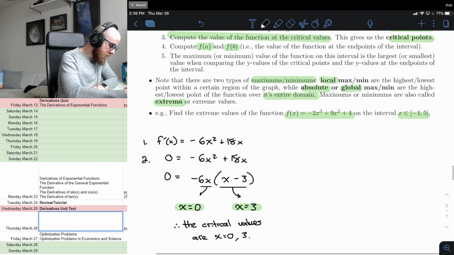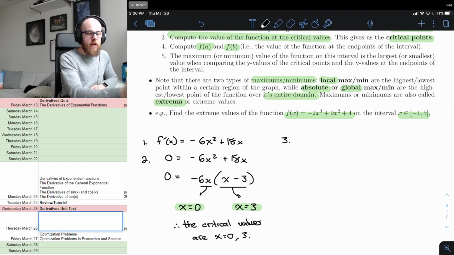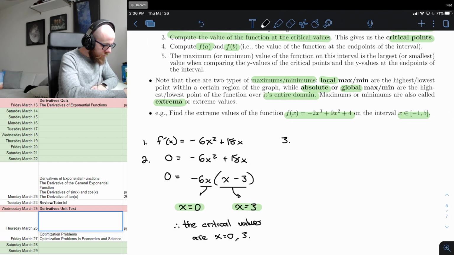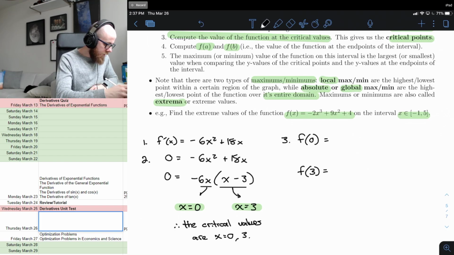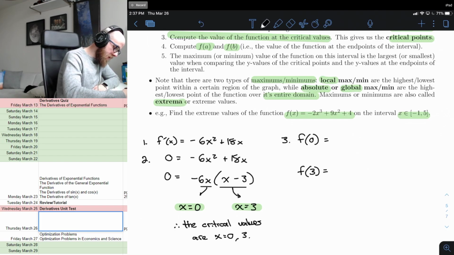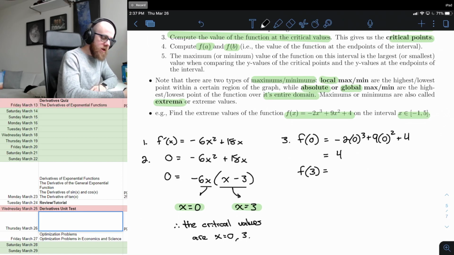Okay, so step 3, I'm actually going to evaluate the function, not the derivative, because I know the derivative is going to be 0. I want the value of the function, so I want f at 0, a number for that, and a number for f at 3. So I plug in 0 into my function: negative 2 times 0 cubed plus 9 times 0 squared plus 4, so I just get 4. There's one of my critical points, 0, 4.